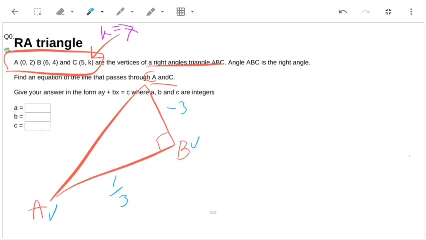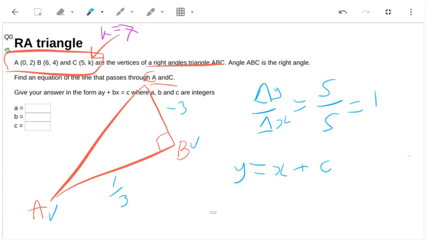So let's just get the gradient. Once again, the change in y over the change in x is 7 minus 2, which is 5, and the change in x is 5. So the gradient here is 1. So I'm looking for a y equals x plus c.